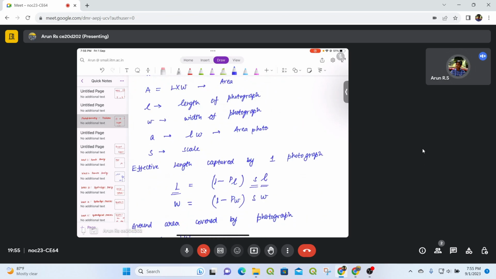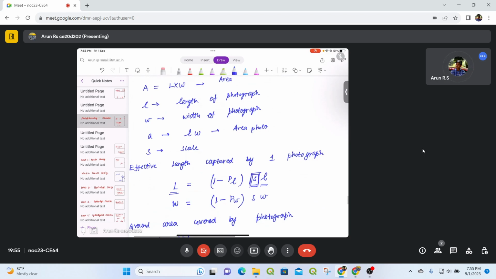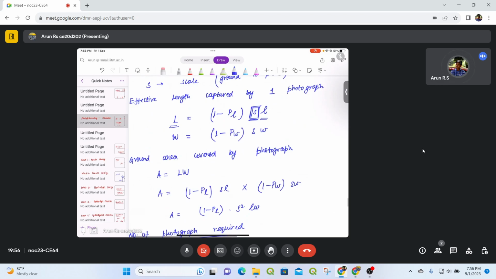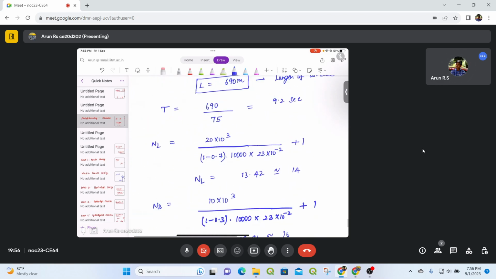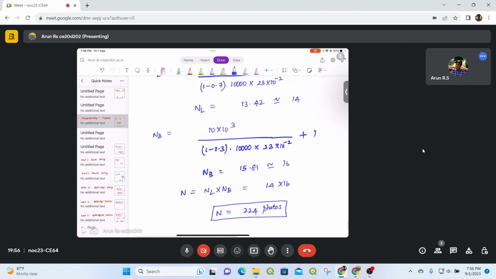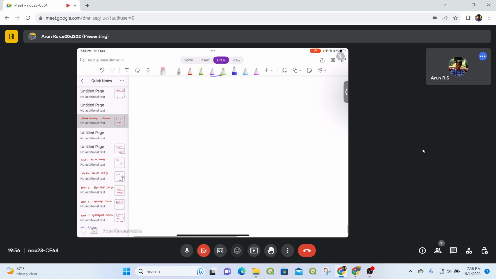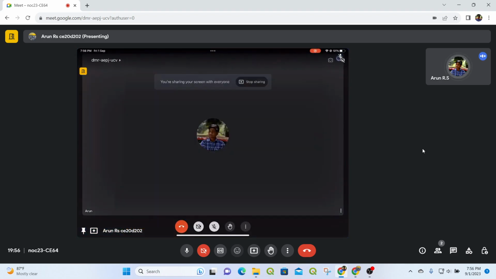So this scale which I have mentioned in the formula, that is ground to photo. So distance on ground divided by distance on the photo. That's why we are applying 10,000 here and not 1 by 10,000 as in the problem. So we are scaling up our photograph dimension to the effective ground dimension. So that's why this ratio is 10,000. Okay, this is all about your photogrammetry.